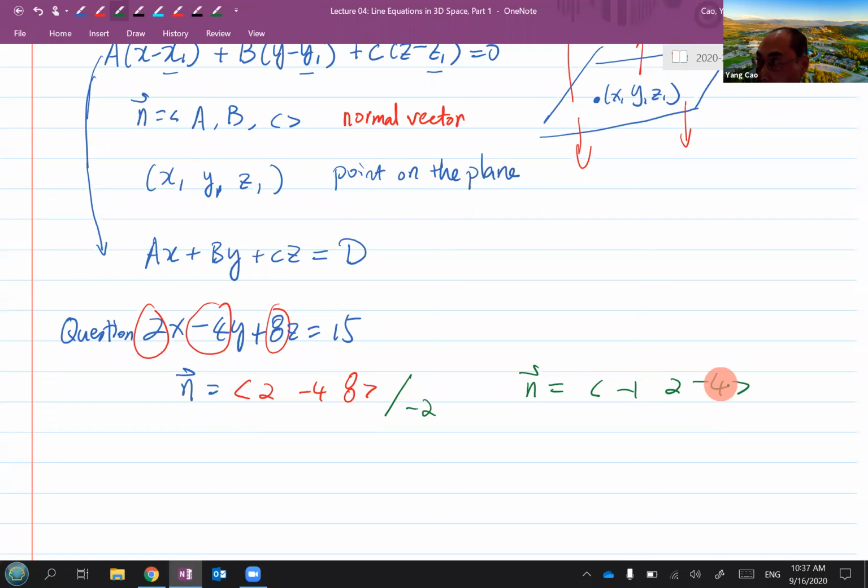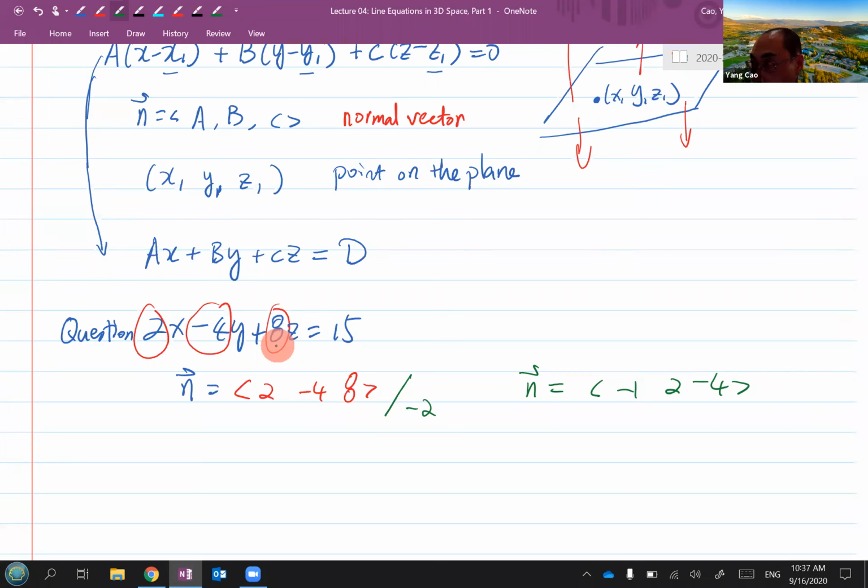Okay, so the point here is you don't have to restrict yourself to this. You can always pick an easier number, maybe 1, -2, 4. Right? So that might save you some computation effort.